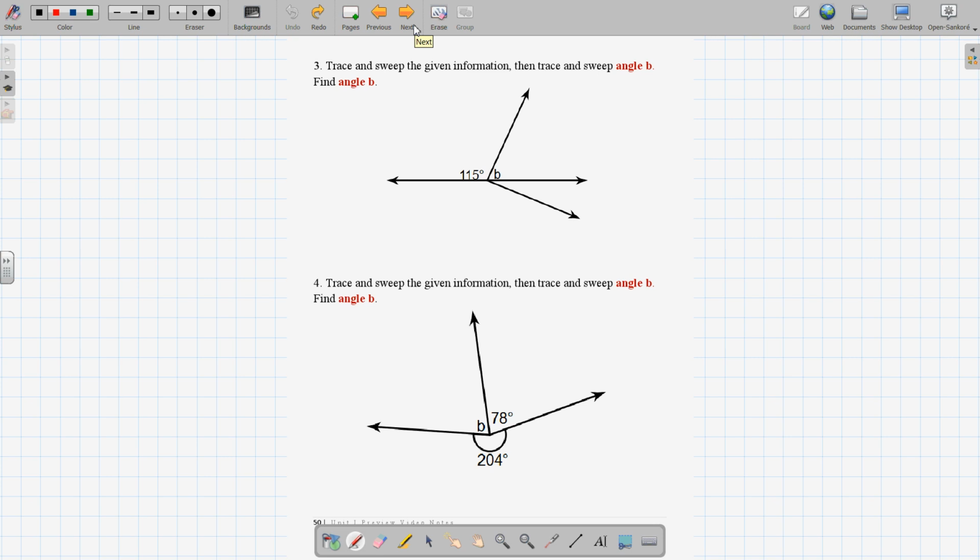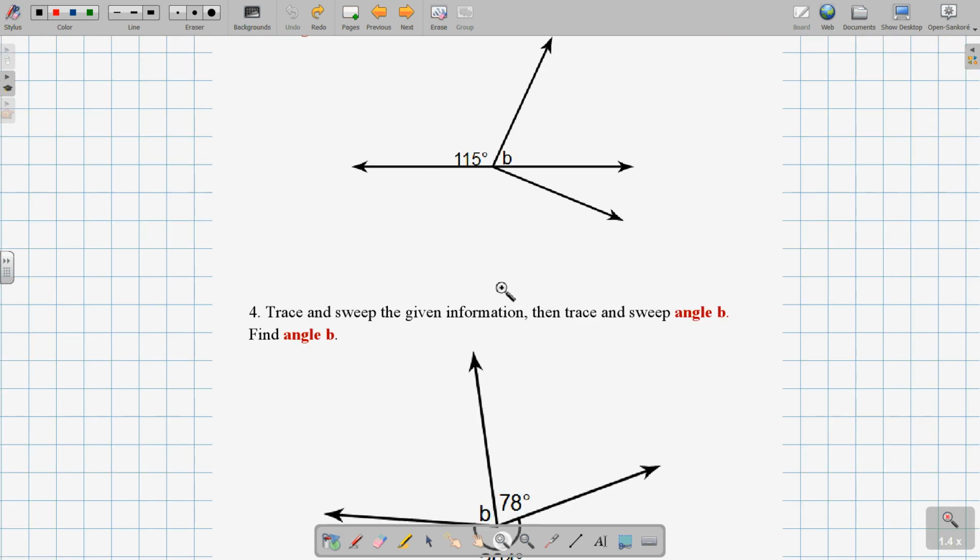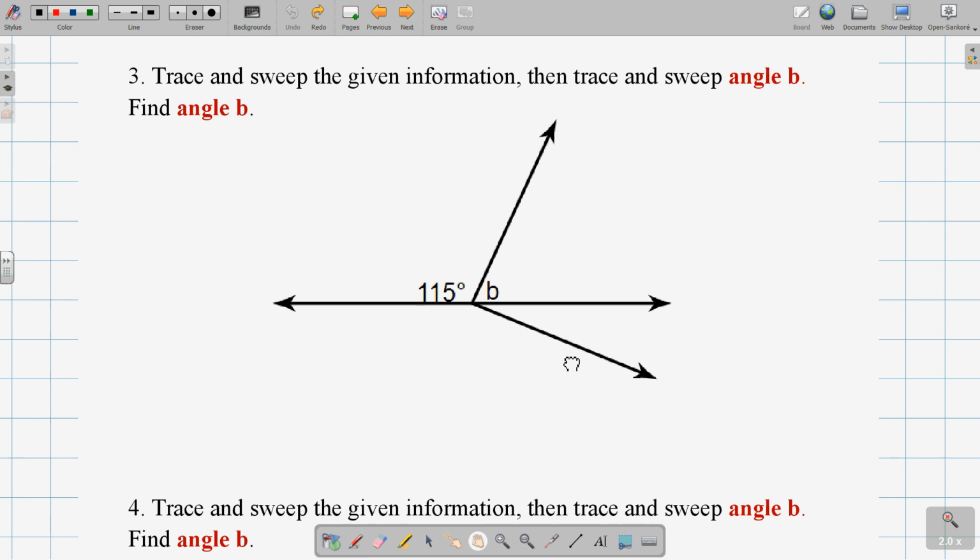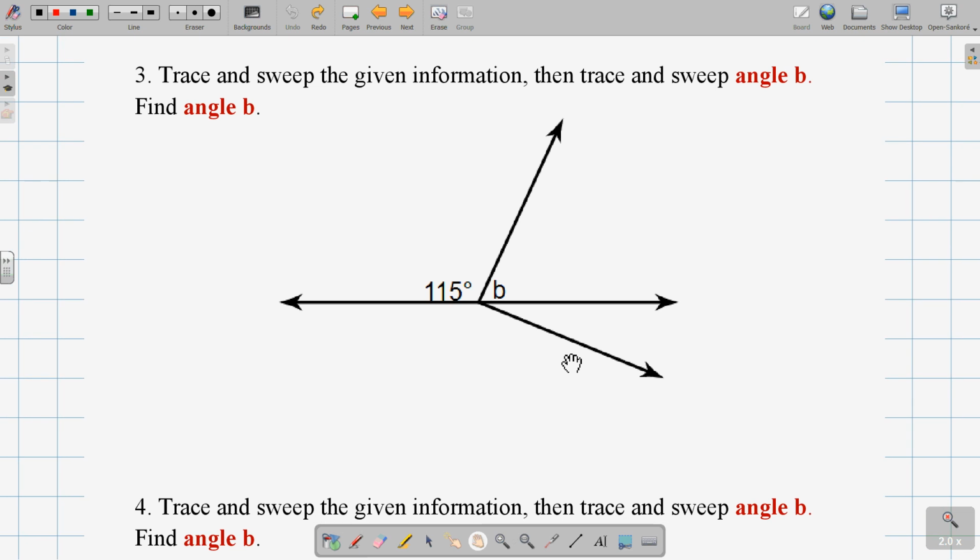Now we're going to work with something called angles. Trace and sweep the given information. Trace angle B, find angle B. We're just going to physically trace this diagram, every aspect of it. So first, I'd like you to trace that line. Just physically trace it. Like you to trace that ray and that ray.